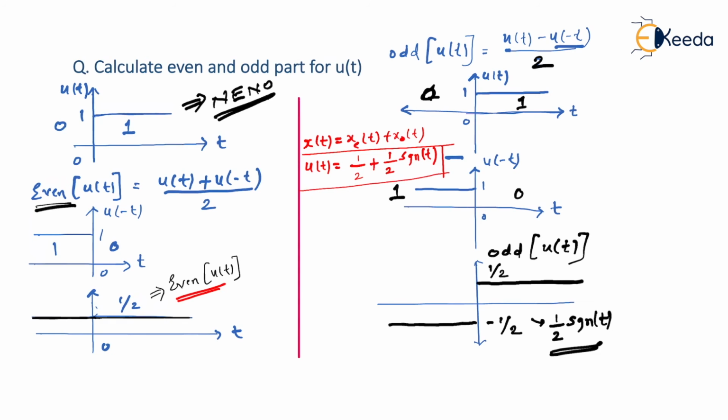So as you can see, u of t is expressed as the summation of two signals, that is, the even component of u of t plus the odd component of u of t. This I'll leave to you as homework. Try to add these two signals, the even signal and the odd signal, and see whether you get the same u of t signal or not. If you do, then your concept would be quite clear, that a neither even nor odd signal can be expressed as the even component plus the odd component of the same signal. Thank you.